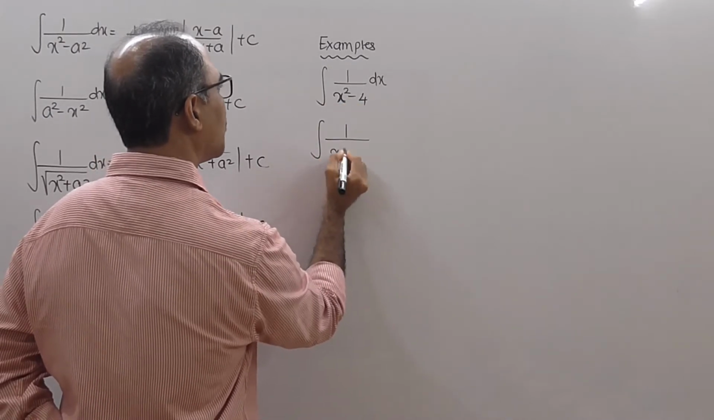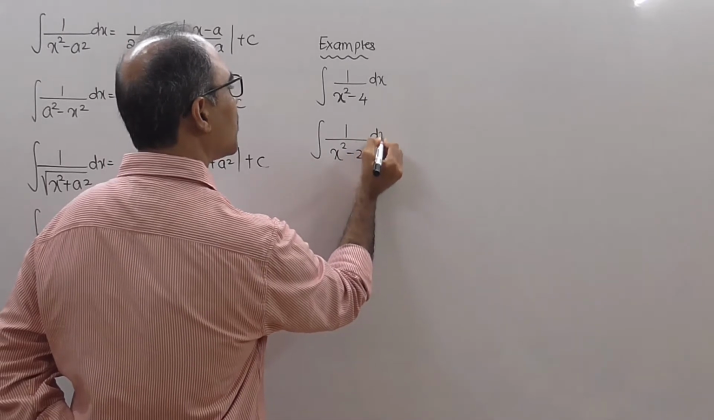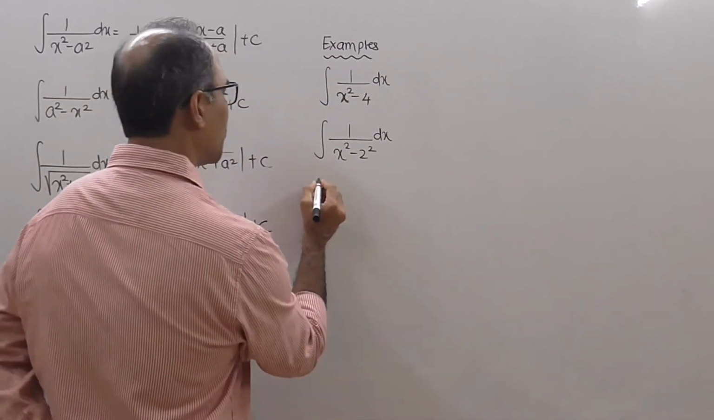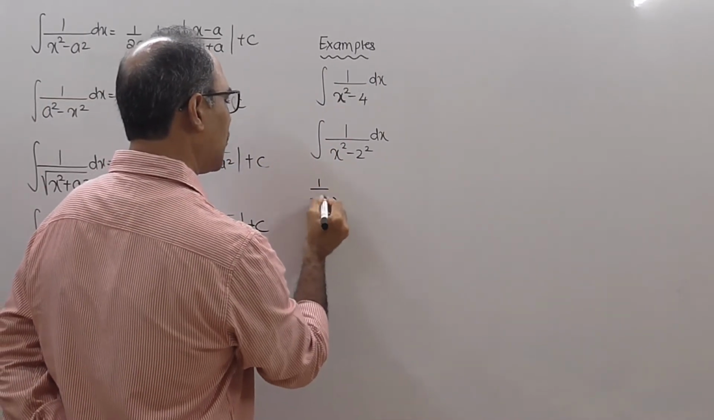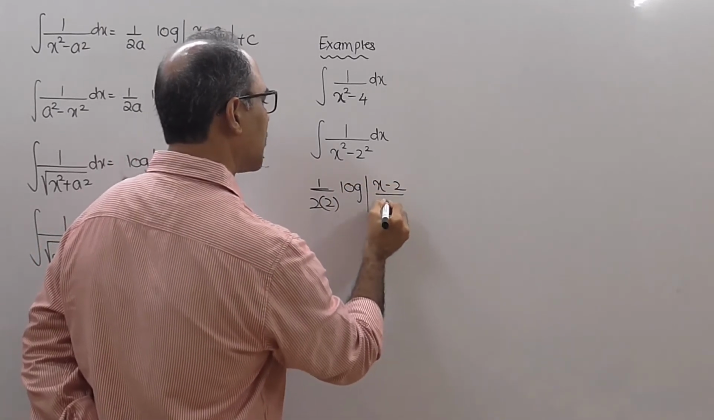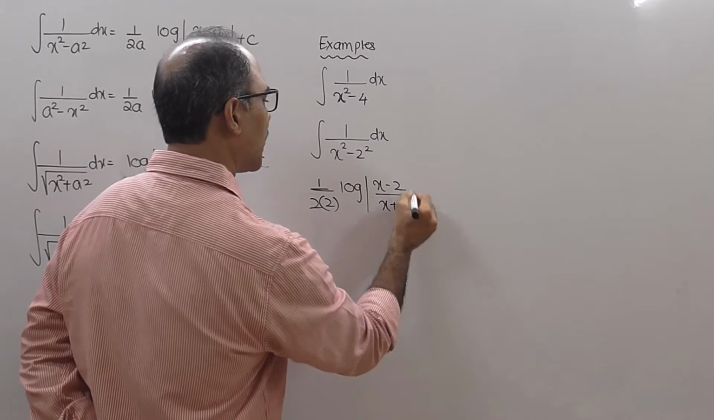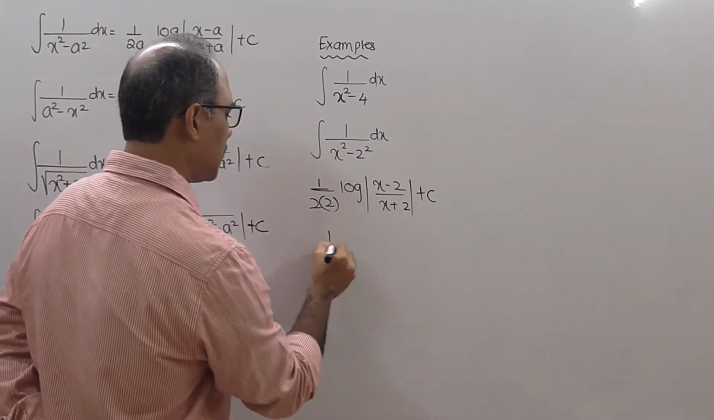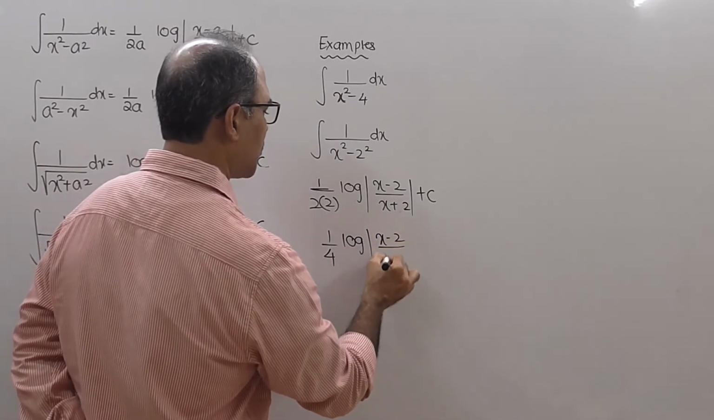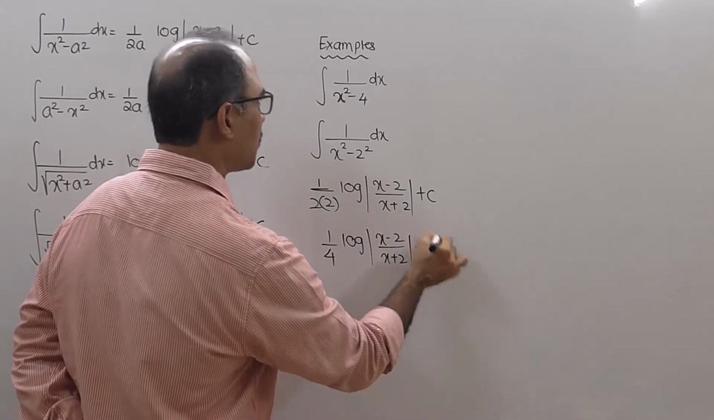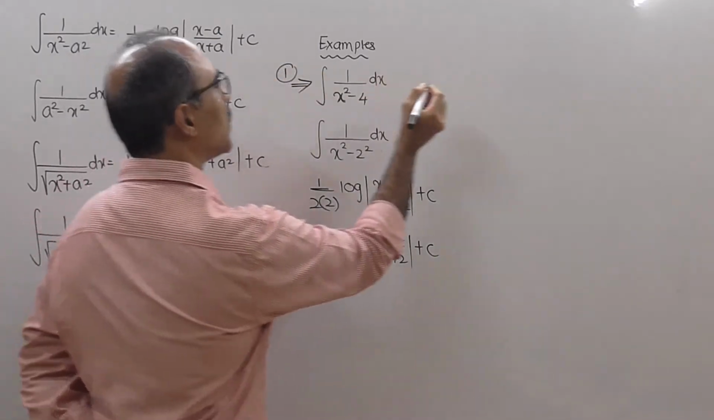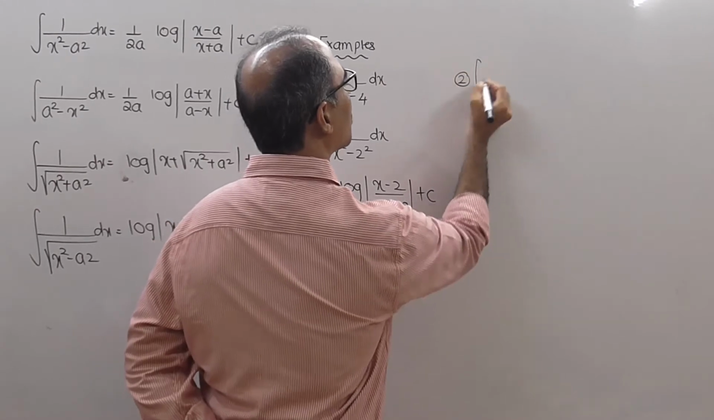So what we can do is write 4 as 2 square. So this is in the form of integration 1 upon x square minus a square. The answer is 1 upon 2a log modulus x minus a upon x plus a plus c. So you get 1 upon 4 log modulus x minus 2 upon x plus 2 plus c. Okay, this is example number 1. Go for example number 2.